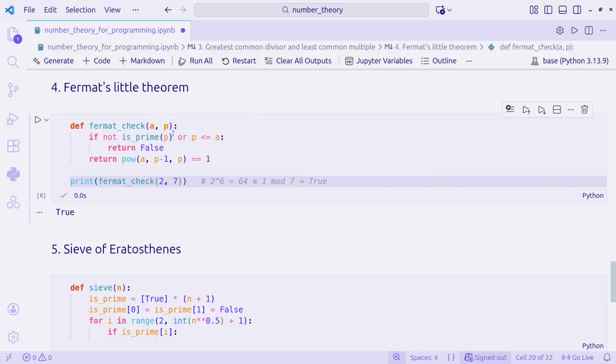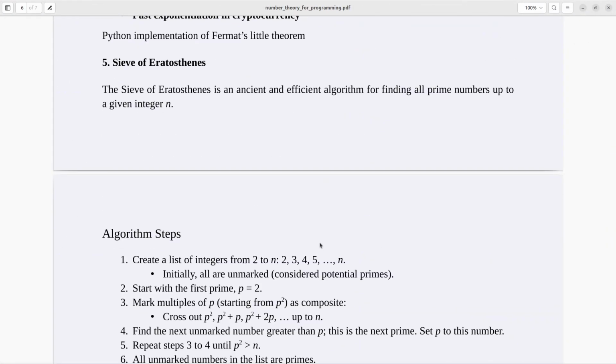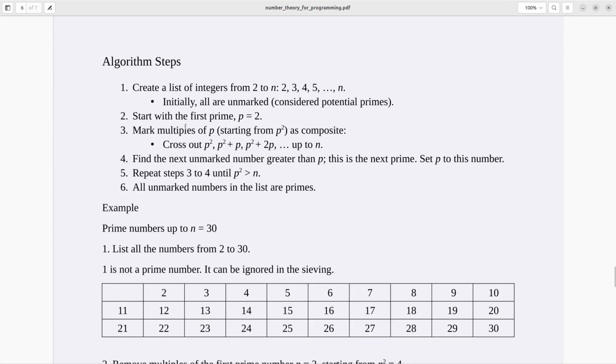Okay. The final topic to discuss in this video is the Sieve of Eratosthenes. The Sieve of Eratosthenes is an ancient and efficient algorithm for finding out all the prime numbers up to a given integer n. So here are the steps involved. We need to create a list of integers from 2 to n, and they are all unmarked initially. And I would like to cross out some composite numbers from this table so that I will have the prime numbers remaining in the final step.